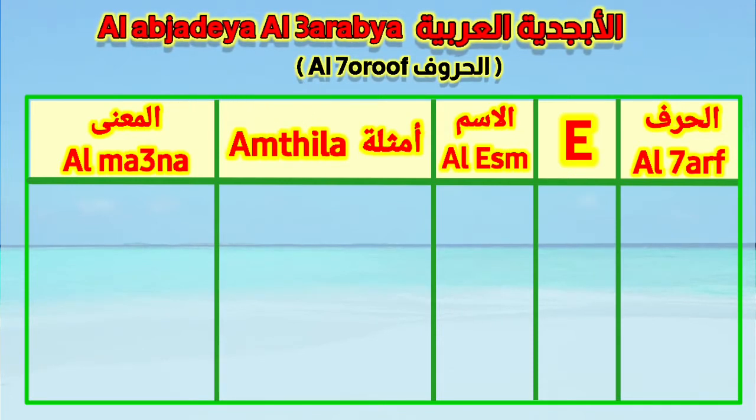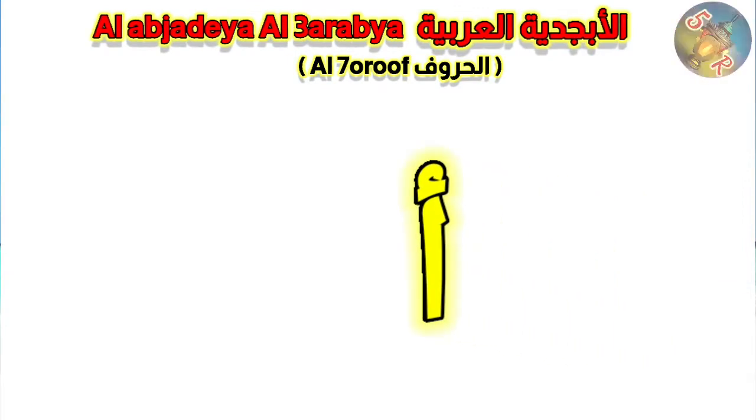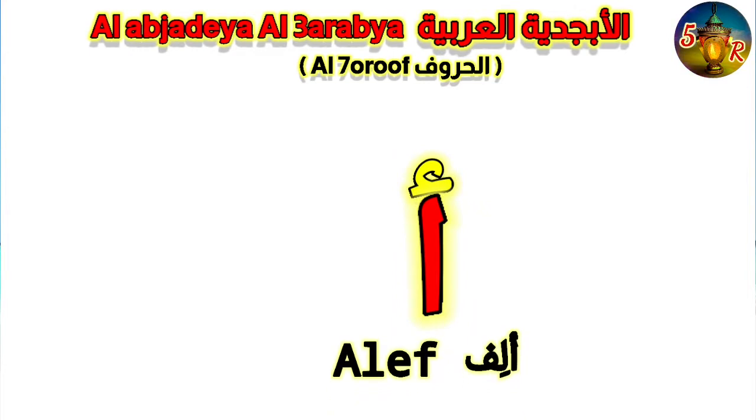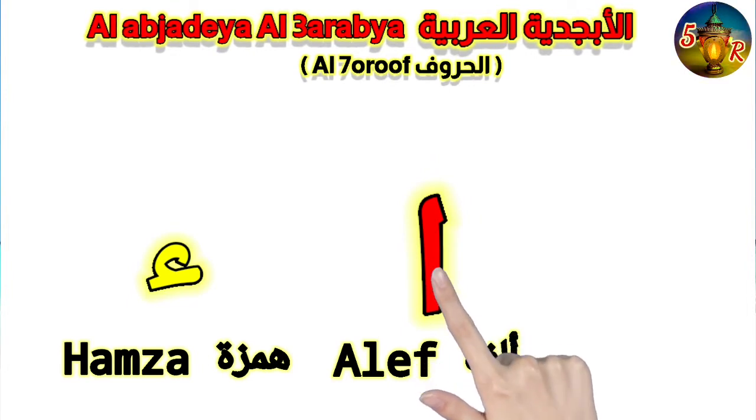Our very first letter here, it's called alif. Yalla, let's learn how to write alif together. As we explained in the first video, alif consists of two parts: alif plus hamza on the top. Which means if we write alif just a stick like this, it's still correct. However, the majority of people will write it with the hamza on the top.